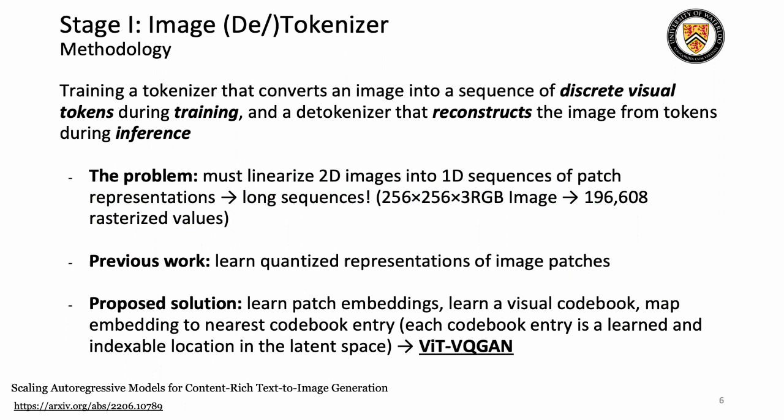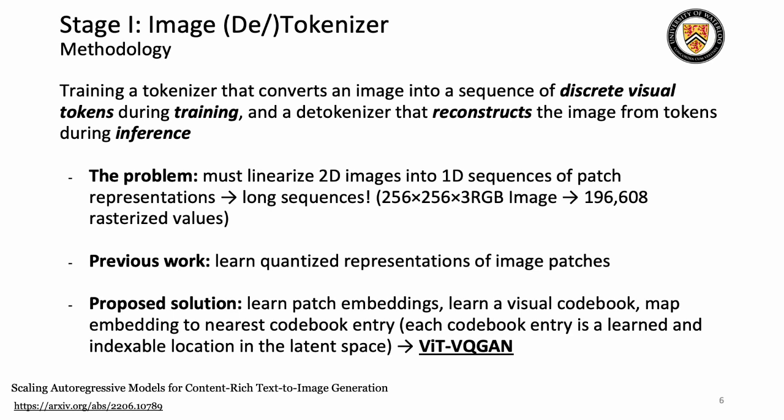This first stage involves a tokenizer that converts an image into a sequence of discrete visual tokens during training, and training a detokenizer that reconstructs the image from tokens during inference. However, there's a significant challenge, which is how to linearize 2D images into 1D sequences of patch representations. The problem lies in the complexity of images, where even a standard 256 by 256 pixel image with 3 RGB color channels results in 196,000 rasterized values.